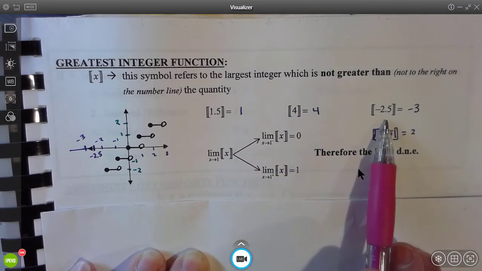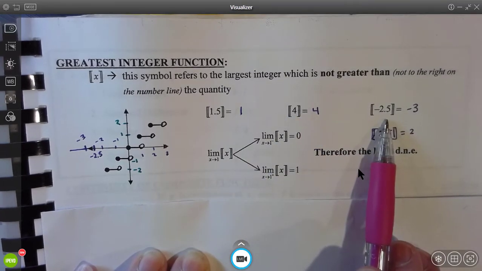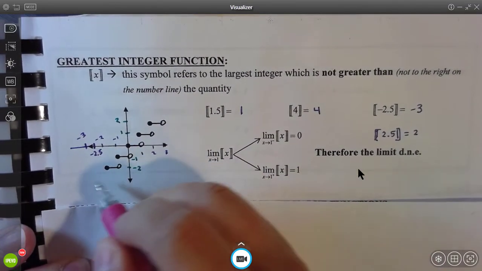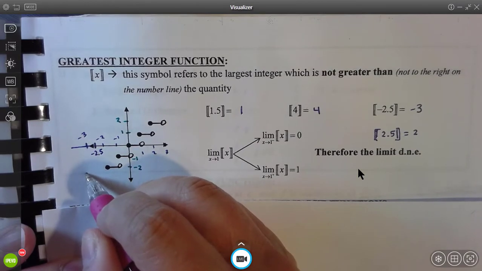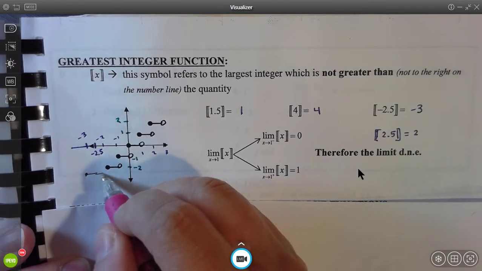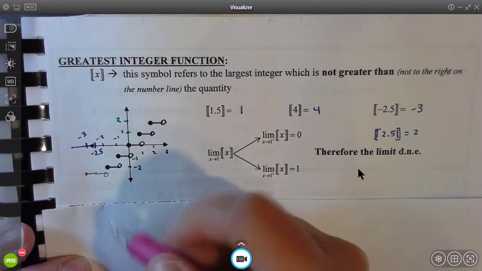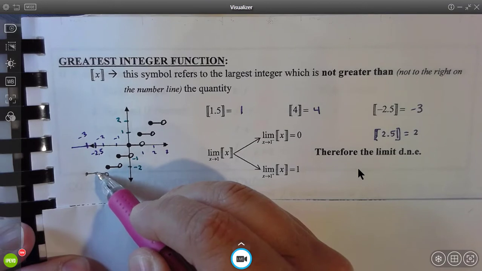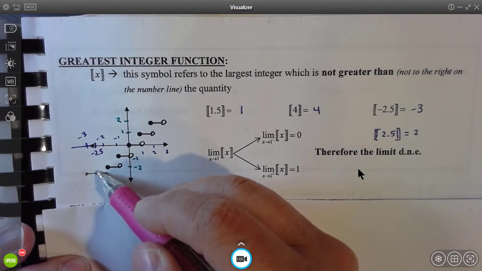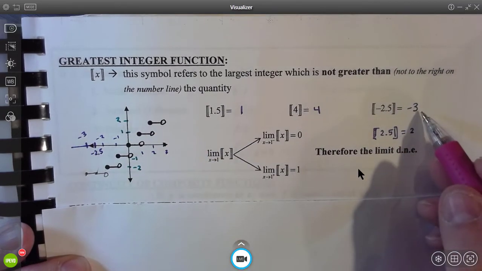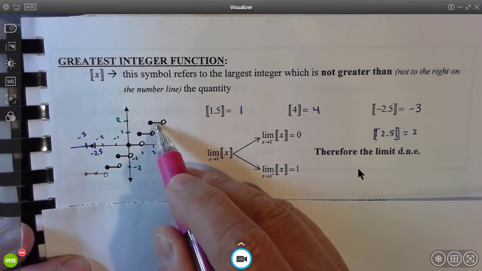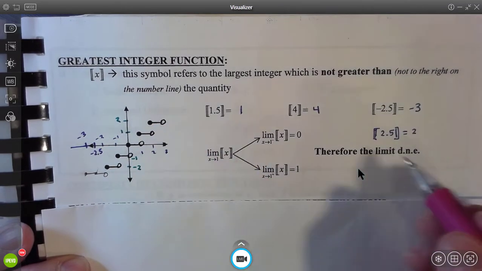But then it's crazy when we get over here to negatives. All right, so where is negative 2.5? Well, negative 2.5 falls in this piece. When I go from negative 3 to negative 2, I just added that piece in there. Negative 2.5 is right here. And the biggest integer not bigger than negative 2.5 is actually negative 3. Now, if I look at 2.5, that's over here. The biggest integer not bigger than 2.5 is 2.